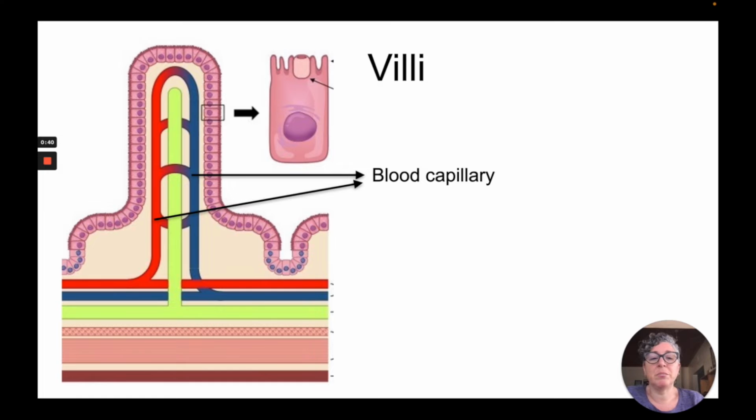So we have blood capillaries. We can see that there's oxygenated blood as it comes into the villi and then deoxygenated as the blood leaves. And we'll talk about that in another video. We have the epithelium, those are the cells that line the villi. These cells are one cell thick, and we'll get into that in just a minute.